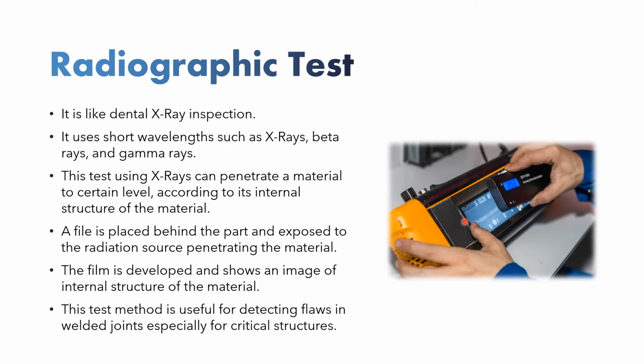This test method is useful for detecting flaws in welded joints, especially for critical structures in your products. Sometimes we can't see inside the welded joints, so at that time we have to use a radiographic test to see inside. Again, we use X-ray, beta, and gamma rays because they can penetrate.